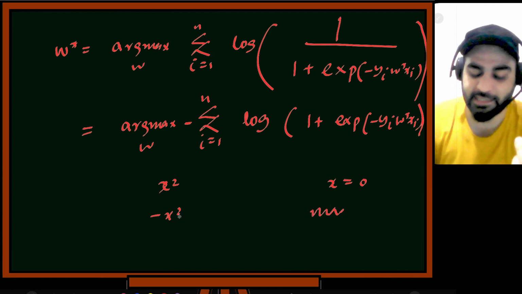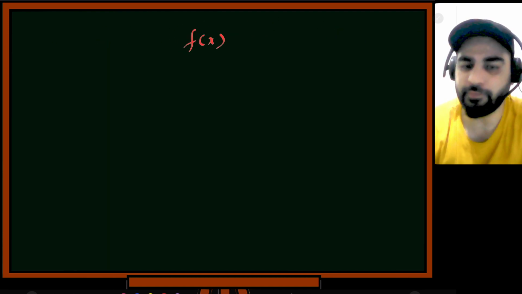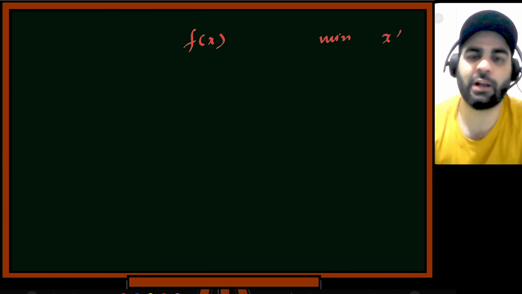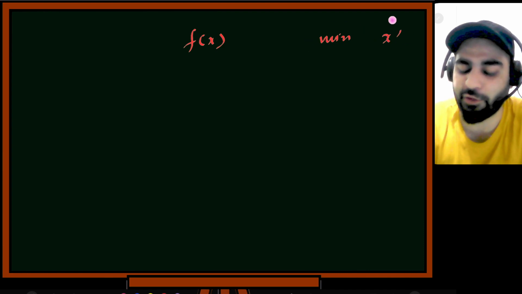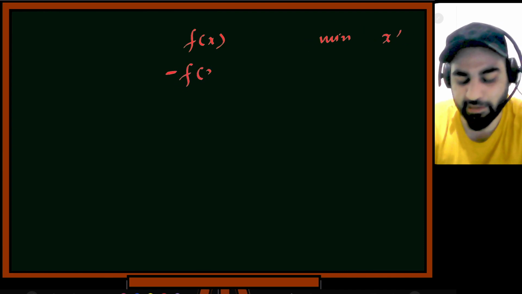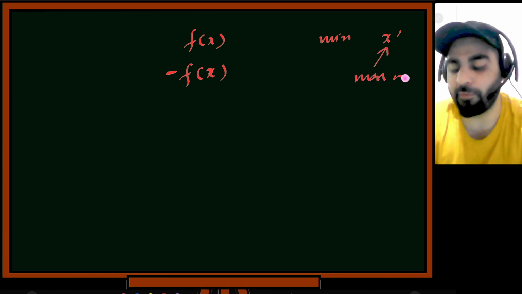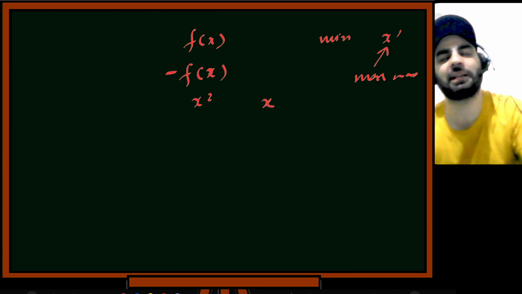So if you change the sign of the function, what I'm saying is, if I have my f of x, let's suppose minima exists at x dash. If I have to find the minima, argmin gives me x dash. If I have minus f of x, this point will become the maxima. I showed you that with x square, and you can also easily prove it mathematically.